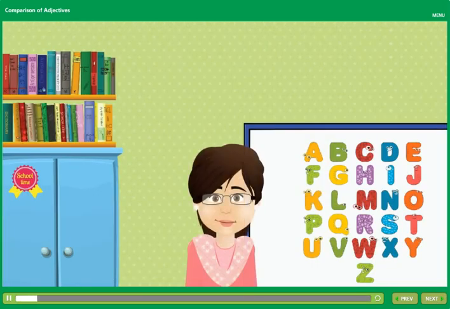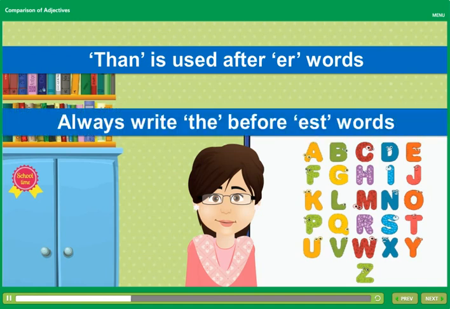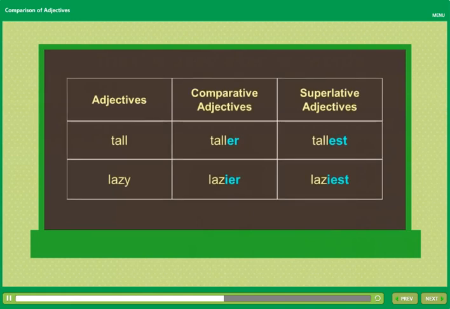Tell your students that you always use than with er words, while words that have est always have the written before them. Zain is taller than Amal. Sarah is the tallest. Practice adjectives and the comparison forms with your class. Write the words on the board and discuss how the words are changed. Don't forget to tell them that for words that end with Y, they must add IER and IEST.